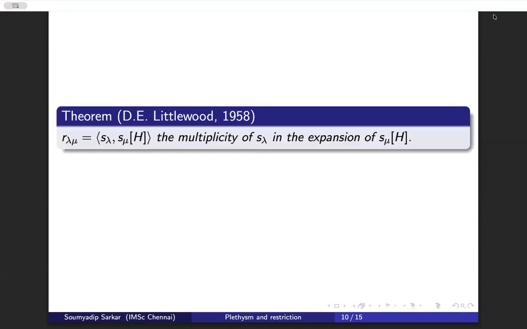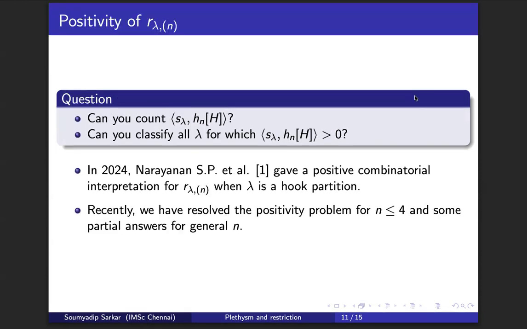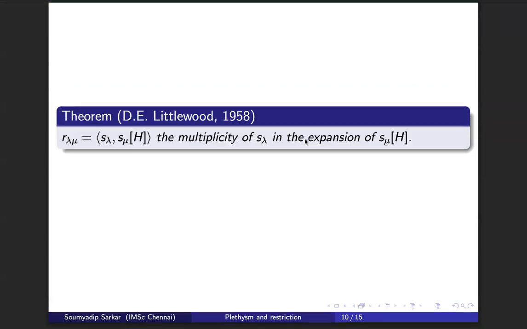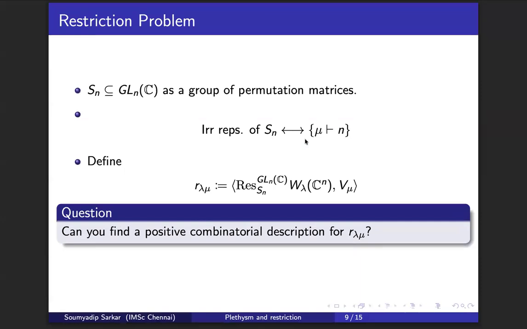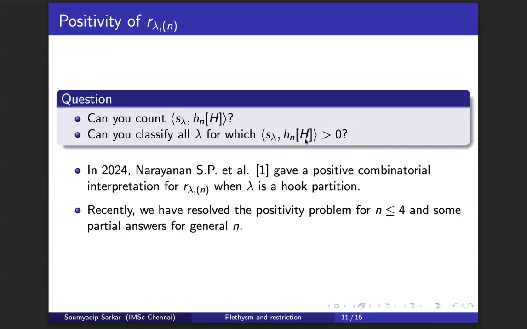So on an algebraic level, this is fine, but we want to give a positive combinatorial interpretation for this, and this is not known. So these are some questions: can you count this combinatorially, or can you classify all lambda for which this W lambda Cn admits an Sn invariant vector? So this S lambda occurs in the expansion of H plethysm H if and only if your Weyl module W lambda Cn admits an Sn invariant vector. So even that is a hard problem.